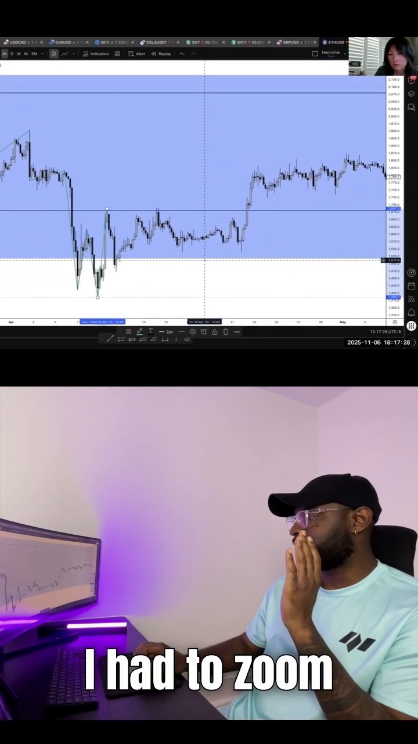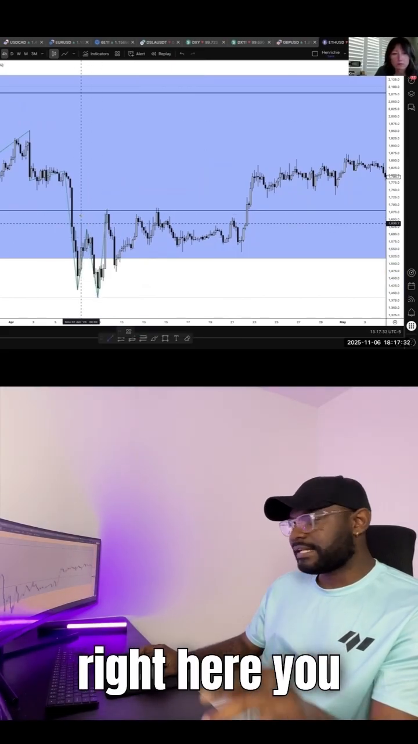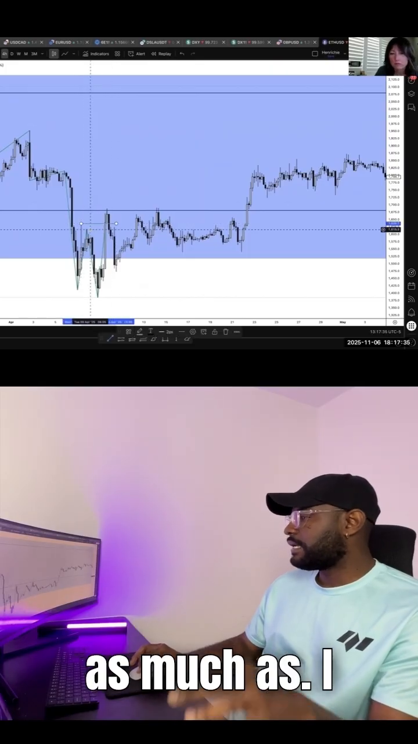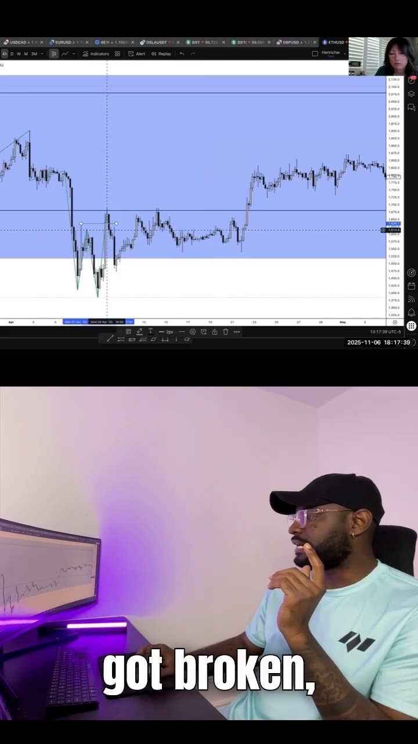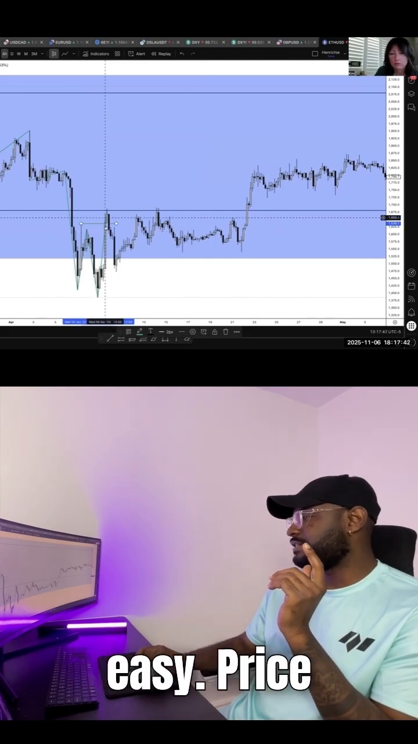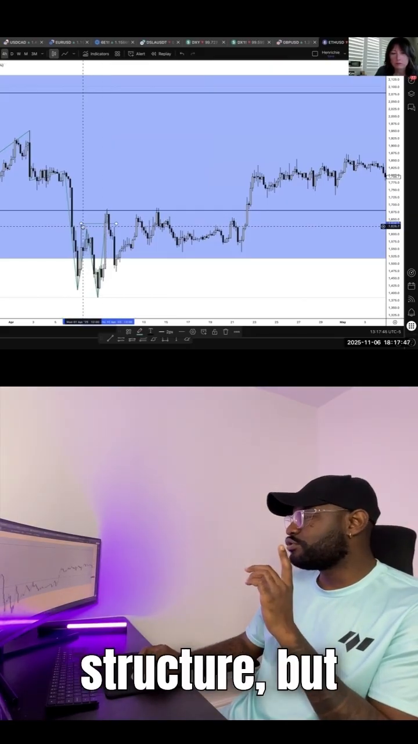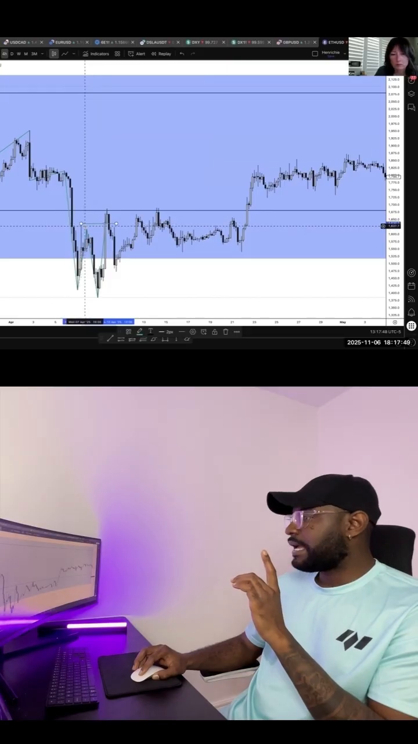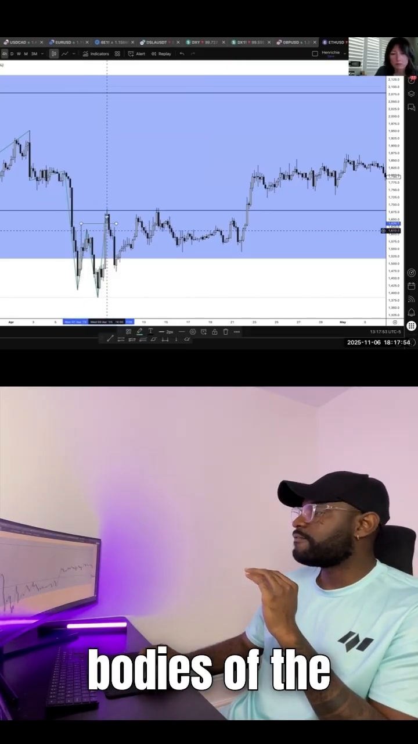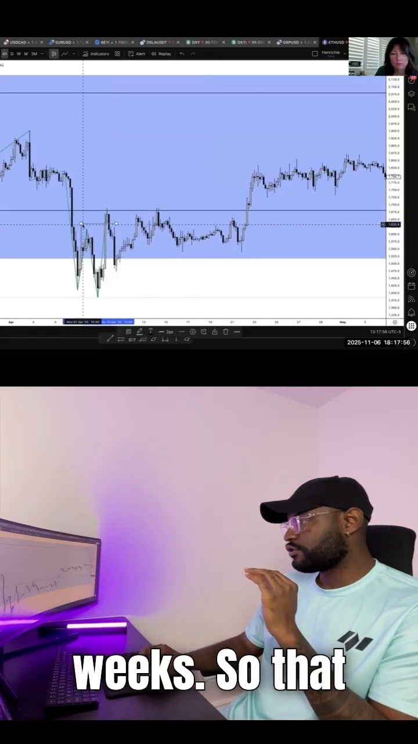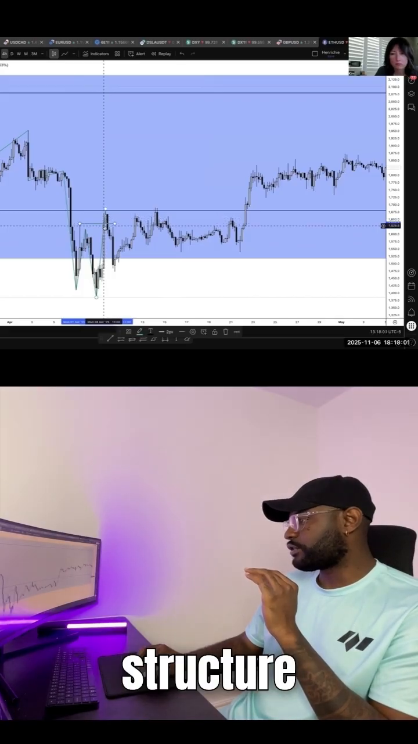I had to zoom in to see that there was a break of structure. And right here, you can see that as much as I don't like using here, if I used here as my high that got broken, it would have been an easy price action for you to say there was a break of structure. But I like to use the wicks and the bodies of the candle. I want to see the bodies of the candle closing very well above the wicks. So that was why I used here to be where the break of structure happened, right there.